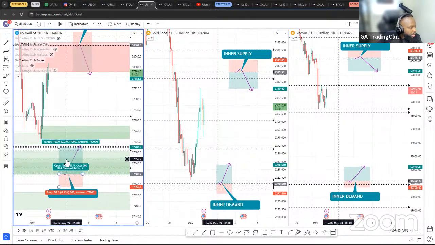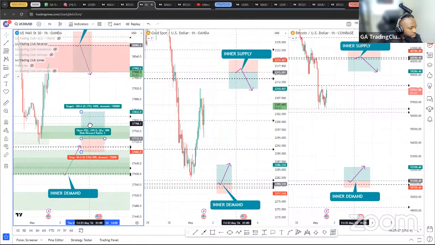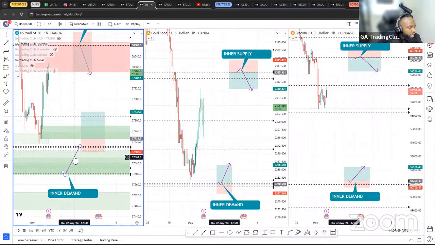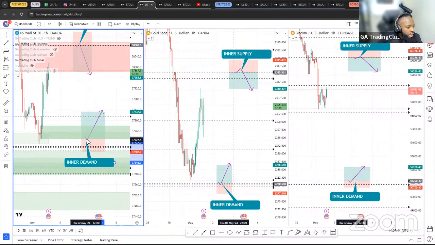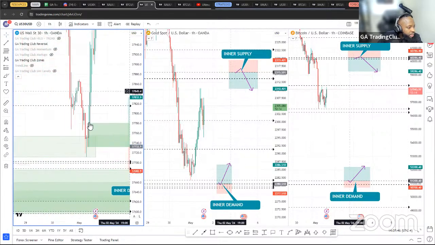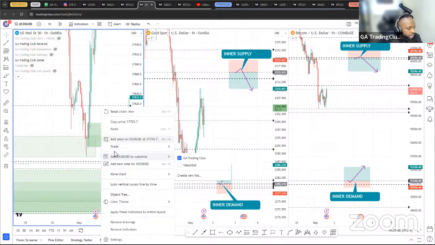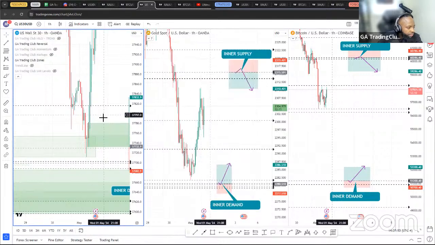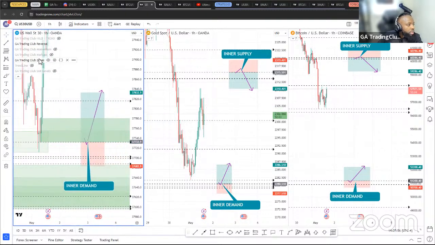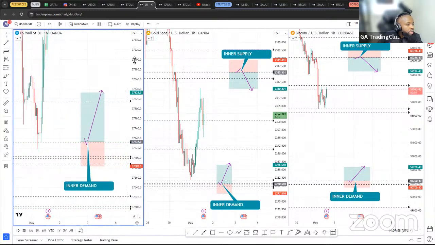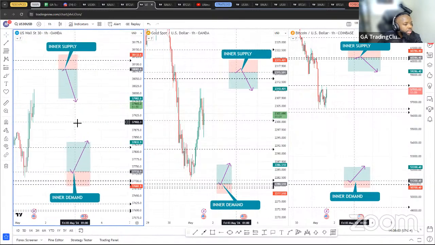Hourly demand moves up to 37,732. So remember, these zones do update in real time. And then I set an alert here, and we go ahead and do this and see if price comes to us.